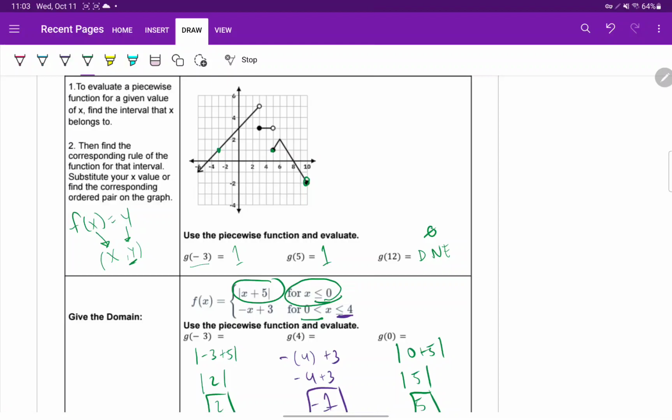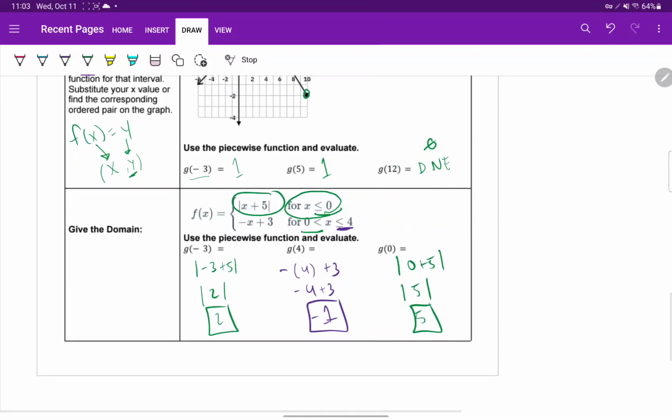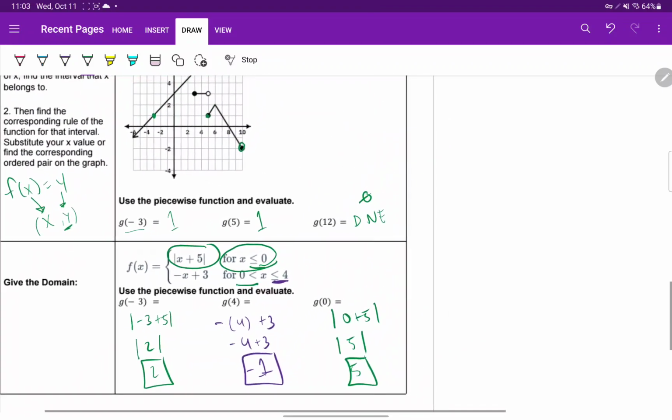The graph, obviously, we go to x, we see if it hits the graph and what's the y value. For the equations, we look at our x value given and we make sure that it falls in the correct restriction. And other than that, that completes the notes for piecewise functions.